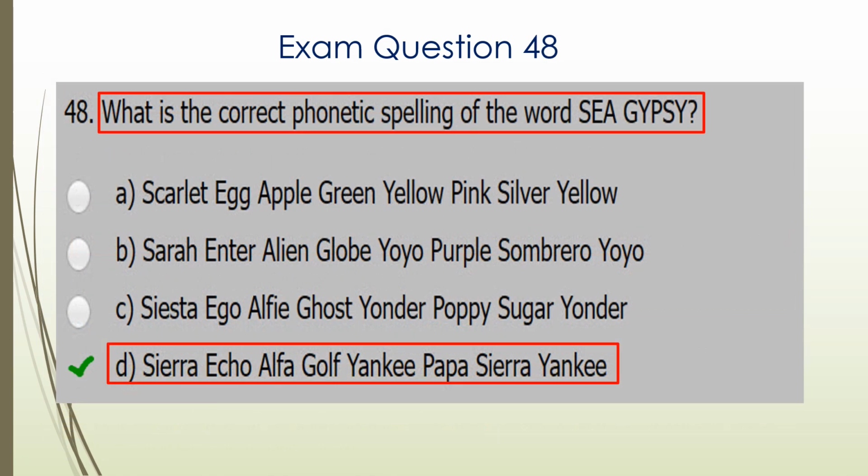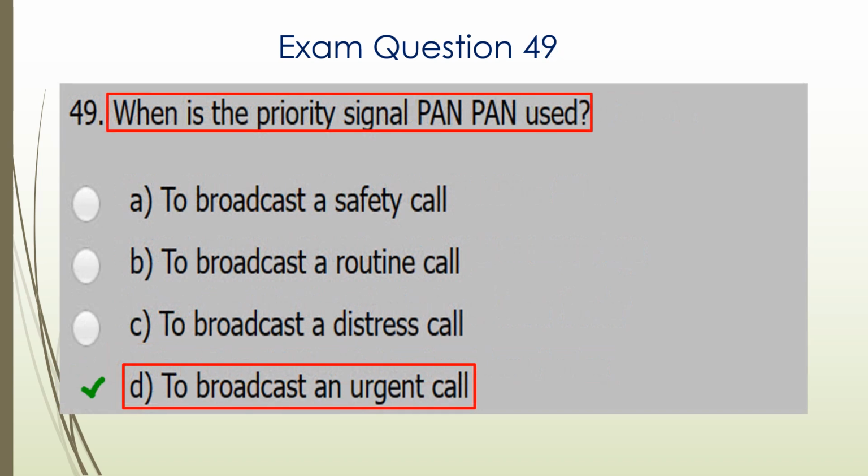Question 48. What is the correct phonetic spelling of the word SEA GYPSY? So D is the correct answer. Sierra, Echo, Alpha, Golf, Yankee, Papa, Sierra, Yankee. Question 49. When is the priority signal PAN used? Correct answer is D, to broadcast an urgent call.